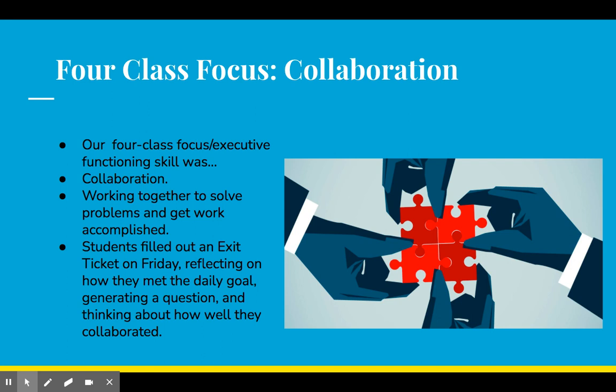Our four-class focus or executive functioning skill was collaboration, working together to solve problems and get work accomplished. For instance, finding the sources and placing them in that shared document was an example of collaboration.